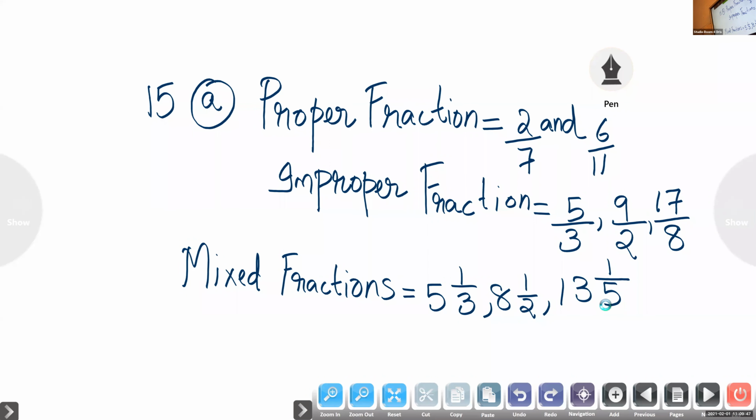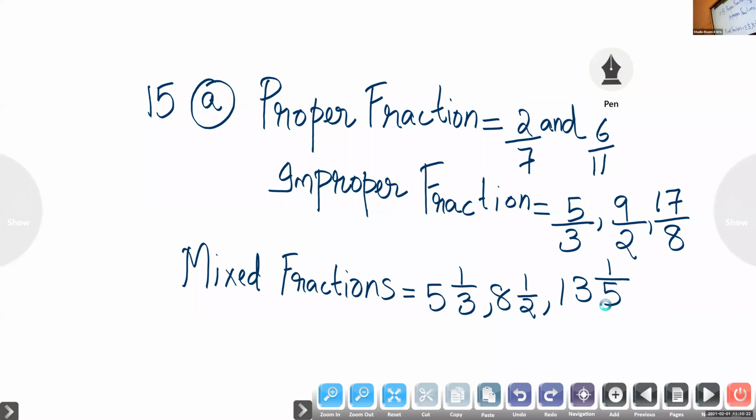Proper fraction. There are given 5 and 1 by 3, 2 by 7, 8 and 1 by 2, 5 by 3, 9 by 2. From these fractions, you have to identify which is the proper fraction. So children, you have said already what is a proper fraction. Numerator is less, or we can say numerator is small. So here 2 by 7 and 6 by 11, they are proper because they have a numerator smaller than the denominator.